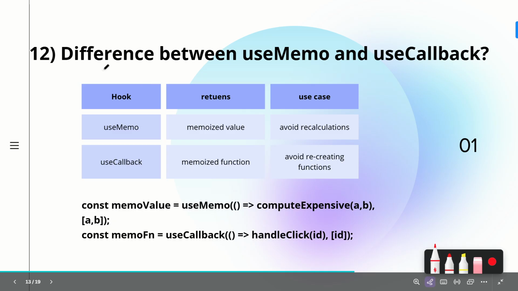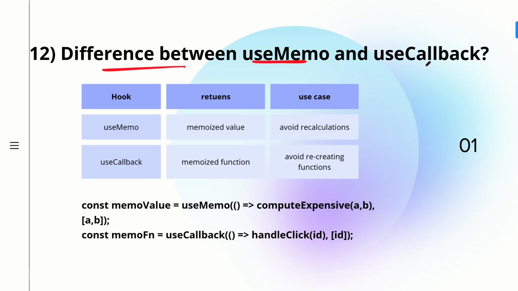Now we will see our 12th question, that is, what is the difference between useMemo and useCallback. So useMemo and useCallback are hooks provided to us in React.js. Also they are helpful for performance optimization. That is why we make use of useMemo and useCallback. So we will see the difference.